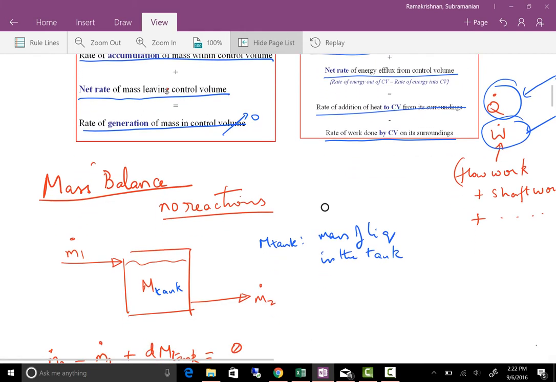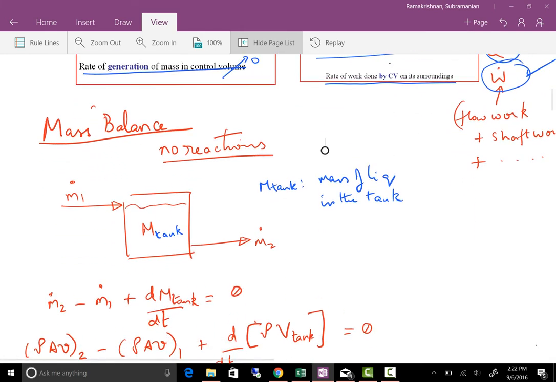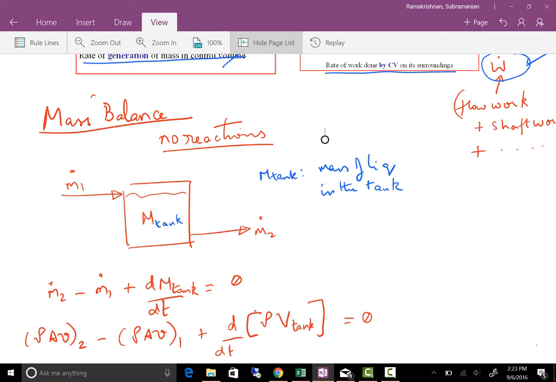Okay, so let's go on to the mass balance first. Let's keep it simple. Let's say this is the tank. Fluid comes in at a flow rate m1 dot, fluid goes out at a flow rate m2 dot, mass flow rate. The mass of fluid in the tank is m tank. Let's assume no reactions take place in the control volume. The control volume is basically the volume of the tank.